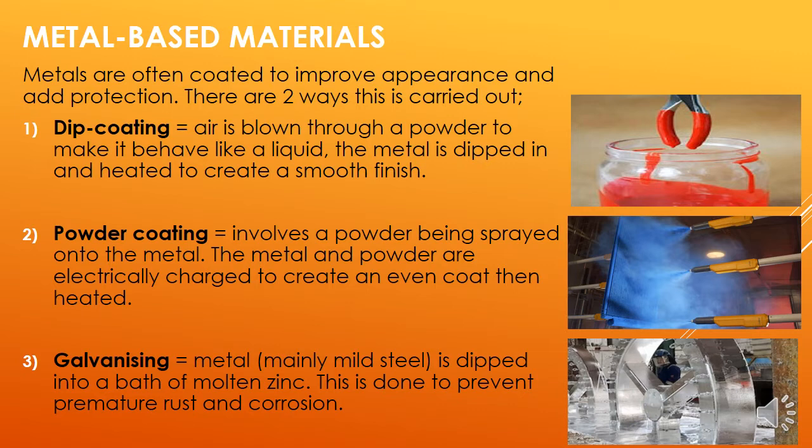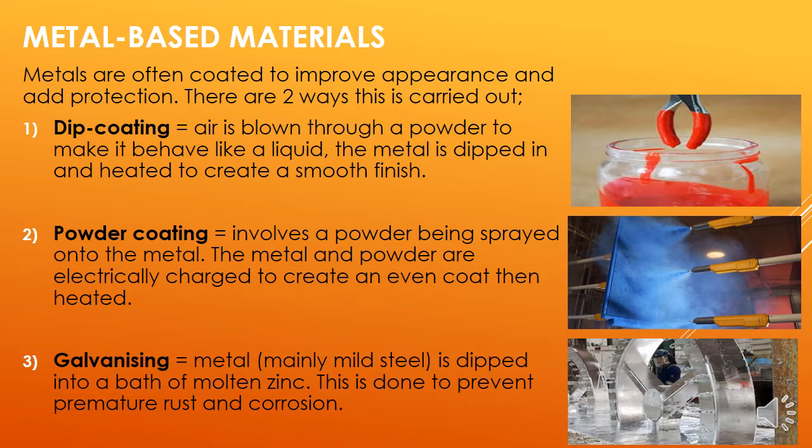And the ways that metal are coated are dip coating. You can see this in the first photograph. What looks like liquid paint is powder that's then heated up, and it creates a lovely smooth finish to protect and decorate the metal. The second one there, powerful jet spraying a powder onto the metal. The metal is then given an electric current, like an electric shock, which helps to make that powder then turn into a liquid paint. And the third process is galvanizing.